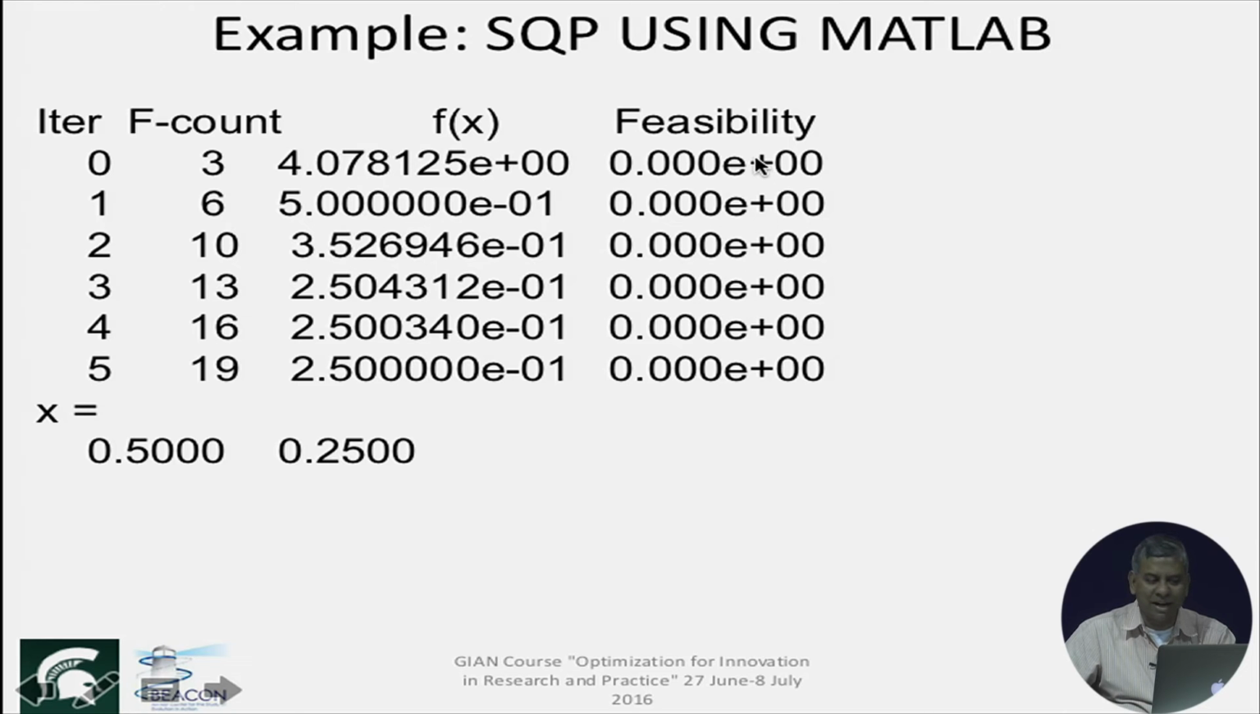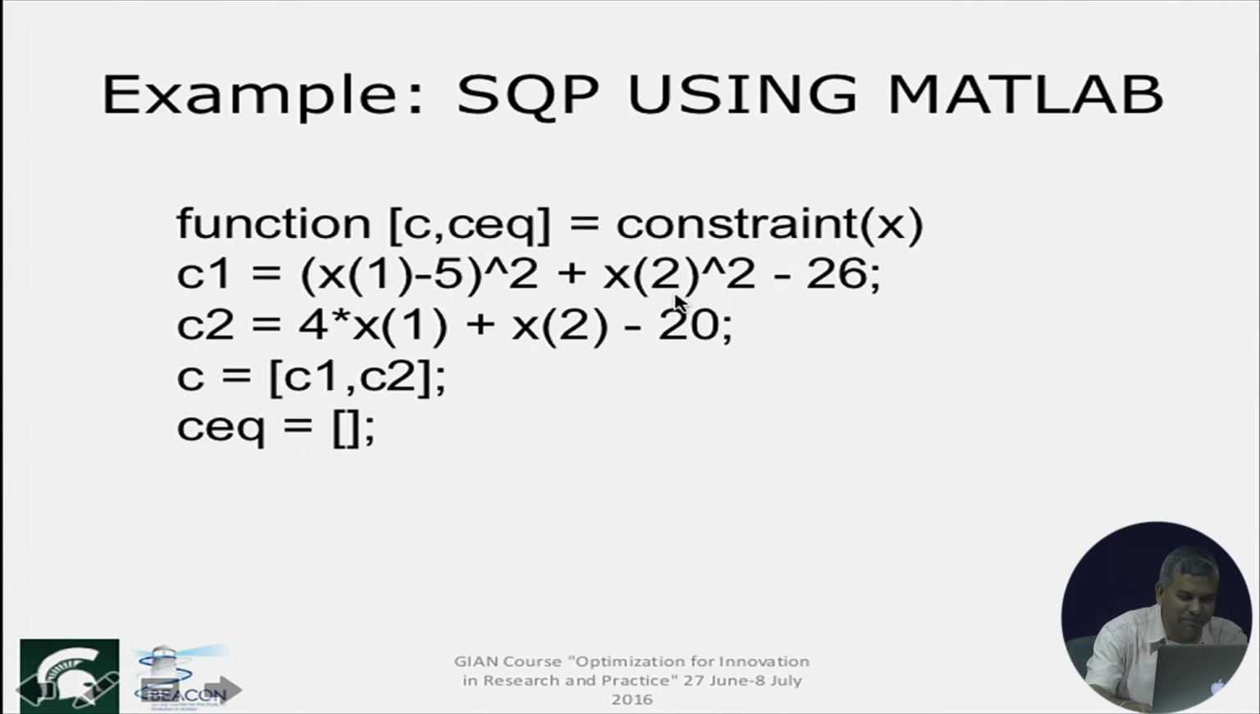So it's able to find right from the first iteration a feasible solution and keep maintaining the feasibility by reducing the function value to 0.25. Sorry, this is 0.25, right? Yeah, 0.25. So your x becomes 0.5, and no, what is that? It's a different problem. I have a different problem here. Okay, so we can quickly run it.